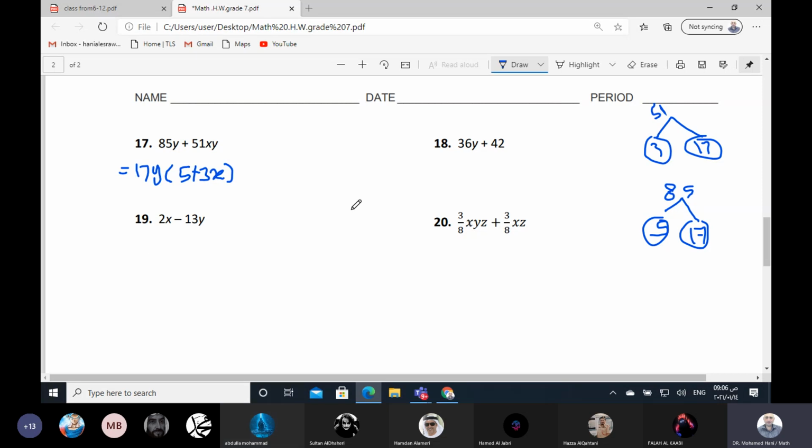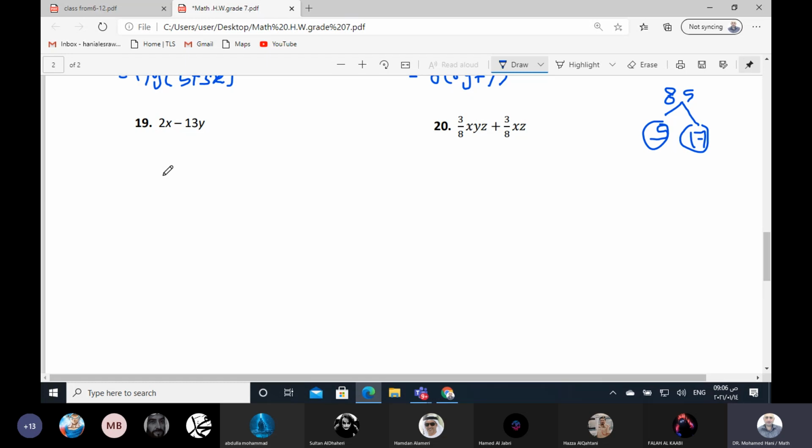Okay, who can solve number 18? Me, Mister. Yes. Put 6. Open parentheses. Put 6y, then plus 7. Great. Who can solve number 19? Number 19, Mister. No, can't. Not factorable, Mister. Yes. Number 20?